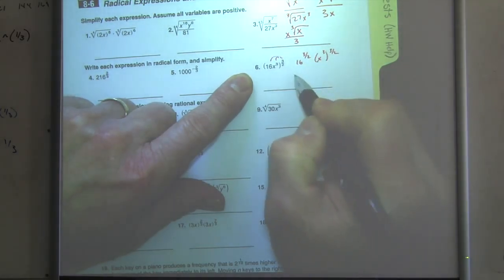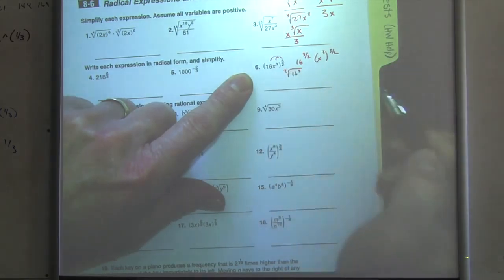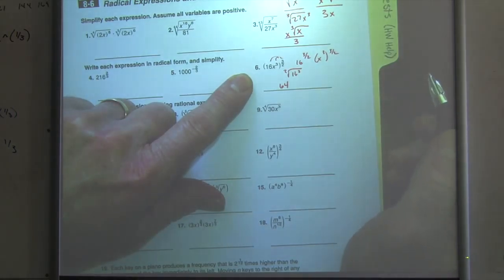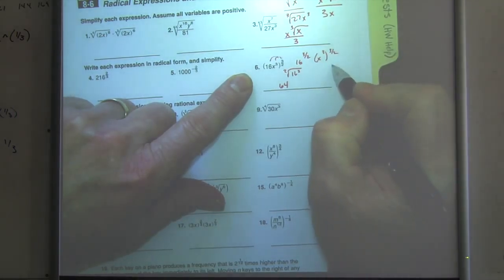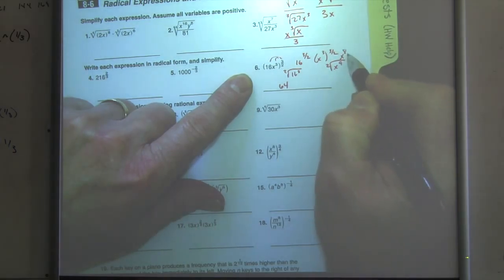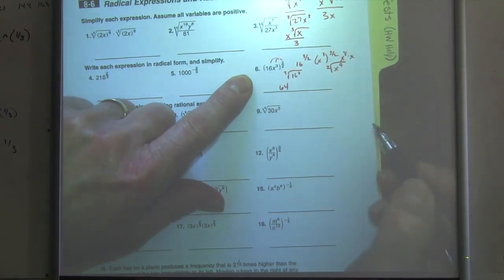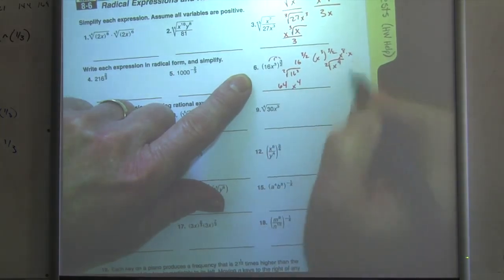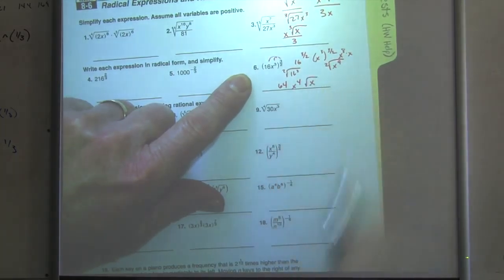This, remember, would be the square root of 16 to the third. And the square root of 16 is 4, and 4 to the third is 64. So we took care of that. This would become the square root, and this would be x to the 9th, because 3 times 3 is 9. We break that into x to the 8th times x, because we have to have something divisible by 2. And 8 divided by 2 would be x to the 4th. And then we can't take the square root of x, so that stays inside.